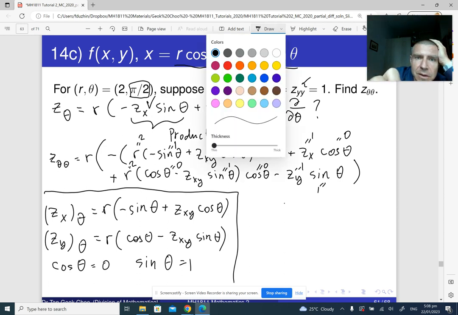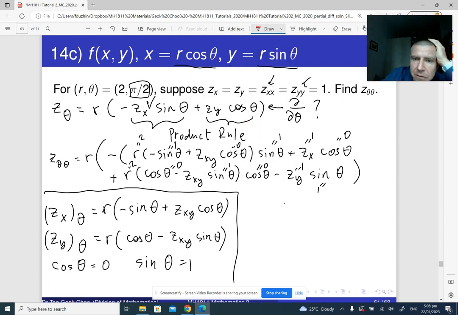Okay, so let me see what disappears from here. The zx term disappears, because cosine theta is 0. This whole thing becomes just 1. And the cosine theta here disappears very conveniently.